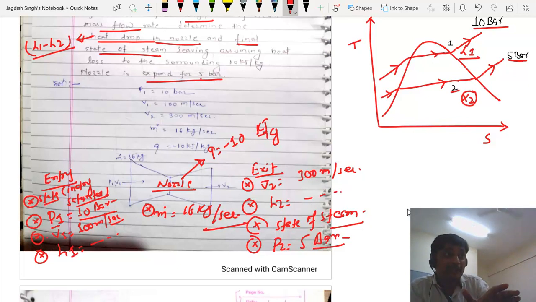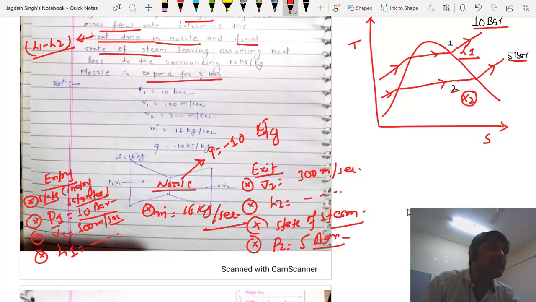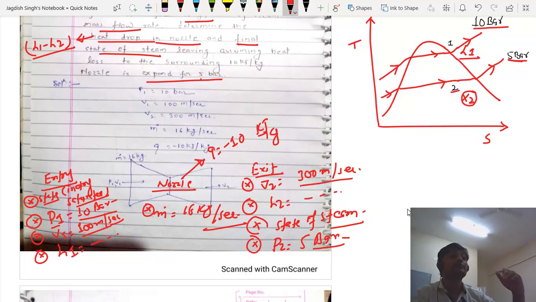That means at the cost of pressure, the velocity increases how many times? Velocity at entry is 100 meter per second, and velocity at exit is 300 meter per second. That means velocity is increased 3 times. Means pressure reduces and velocity increases. That means at an expense of pressure, the velocity is increased 3 times here. Pressure reduces from 10 bar to 5 bar, and due to this reduction of 5 bar, the velocity is increased 3 times.